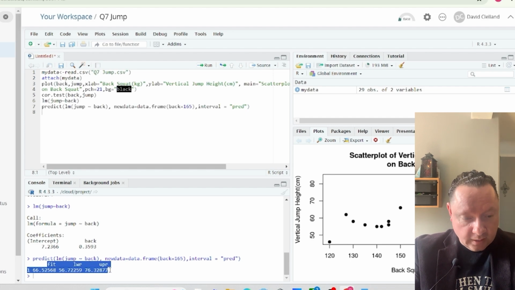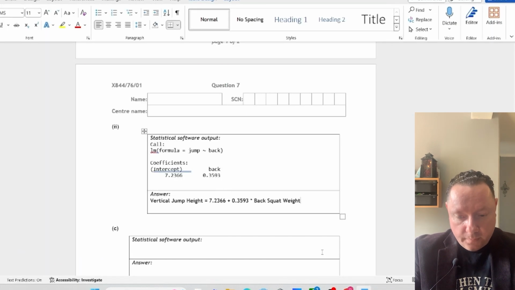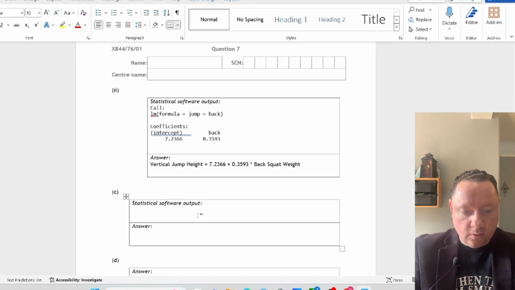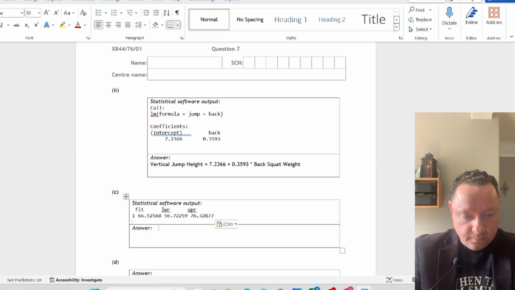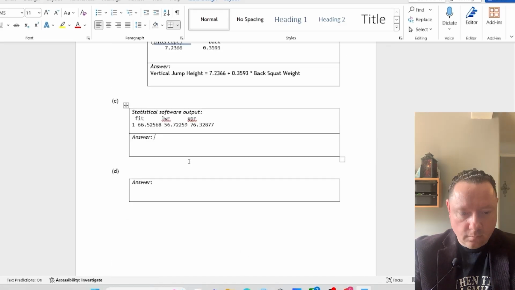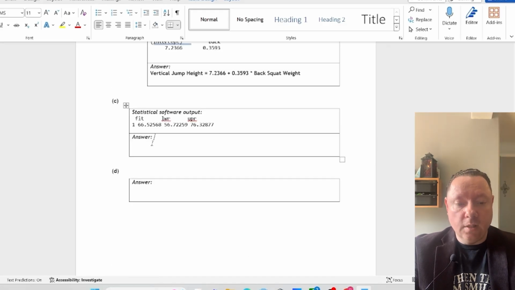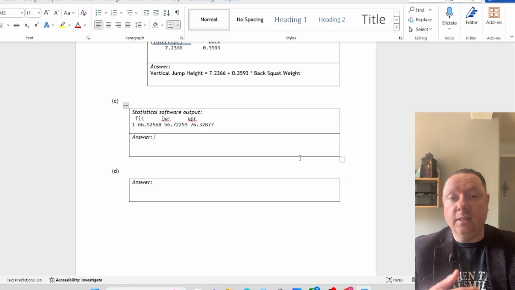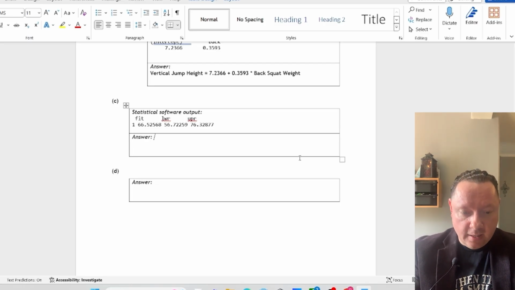Let's just copy these into our software output. So statistical software output is this. So there's a statistical software output. We now need to just answer this. So we pick the one that's fit. So it's 66.52568. So 66.5 centimetres.